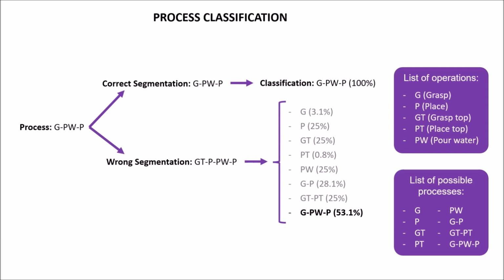However, even with a wrong segmentation, the system can identify the process that better explains the observed sequence of operations, increasing the robustness considerably. This is done by comparing the segmentation with all the possible processes, selecting the one with the maximum likelihood.